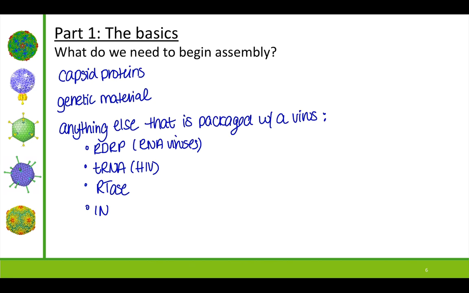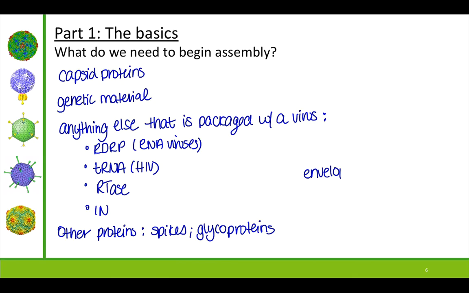There are, of course, other proteins that need to be made, so those could be your spikes in the case of adenovirus, any glycoproteins that you need for those enveloped viruses, which of course means we are somewhere going to need an envelope, and that's going to come from the host, and we'll talk about the different ways that viruses have to acquire those envelopes throughout this topic. So hopefully a lot of these things made your list as you were brainstorming before we talked about it together.